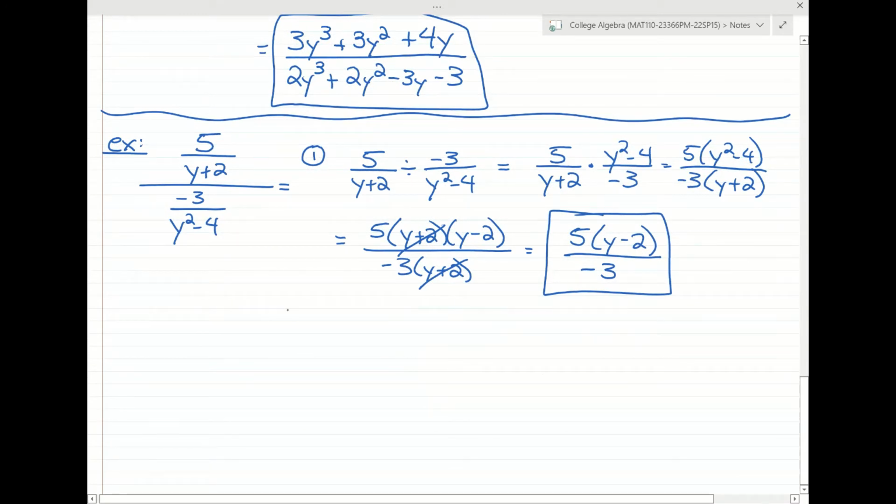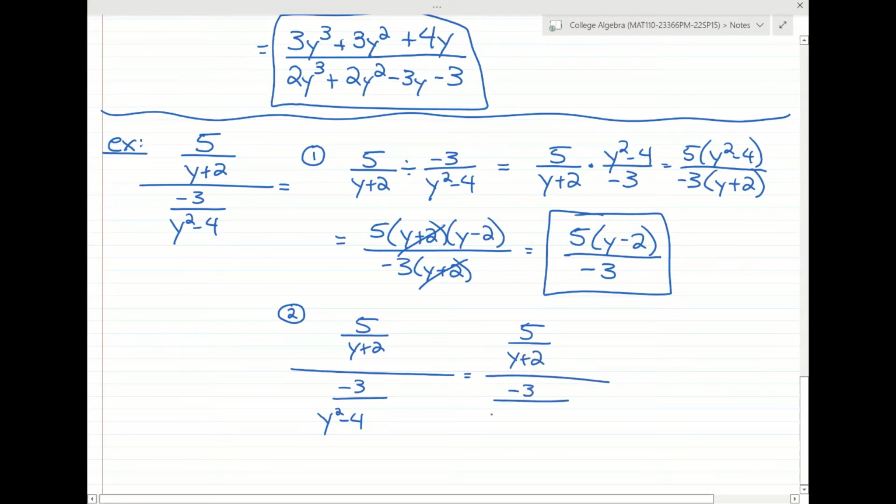The other way we could do this, start from the beginning: 5 over y plus 2 divided by negative 3 over y squared minus 4. What we could do is figure out the least common denominator. What we'd have to do is just factor the denominator, and it looks like the least common denominator would need a factor of y plus 2 in it and a factor of y minus 2. We get this one.